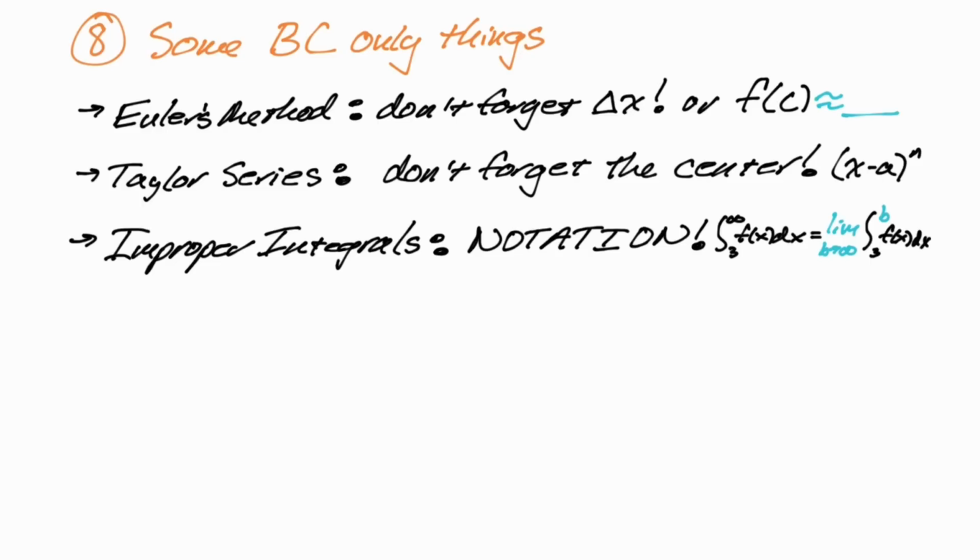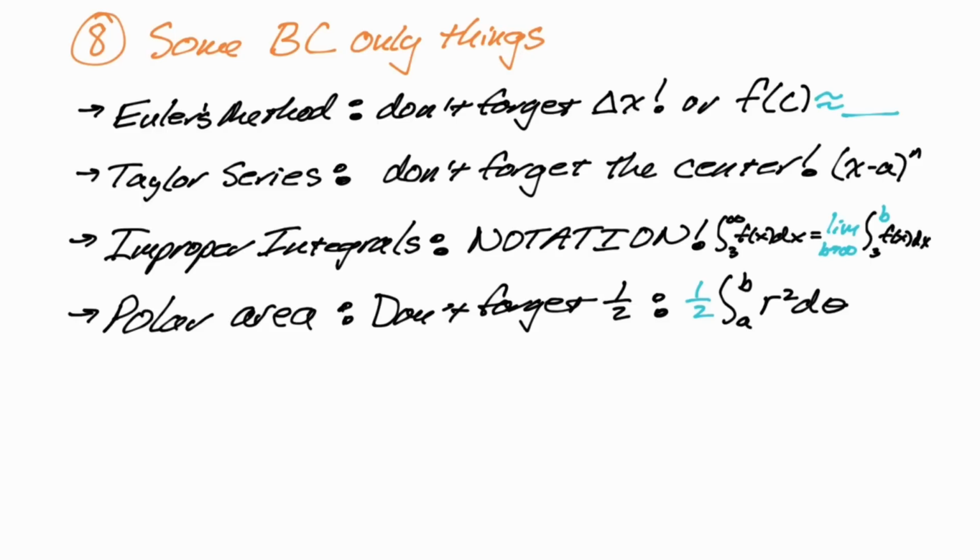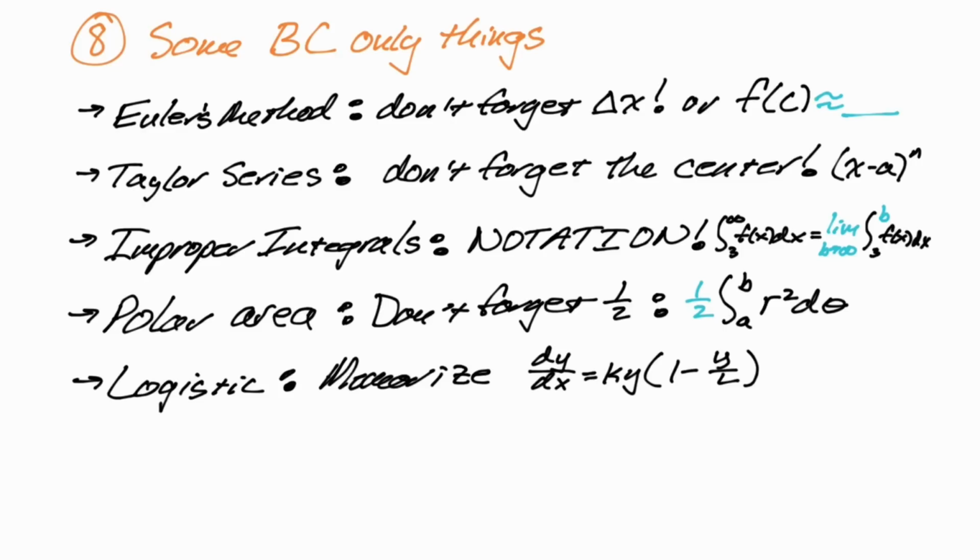The next thing I see people screw up, polar area. Don't forget the 1/2. Also, I guess don't forget that it's r squared, but in particular, I see people forget the 1/2 more often. So it's 1/2 the integral from a to b of r squared d theta. So don't forget that.